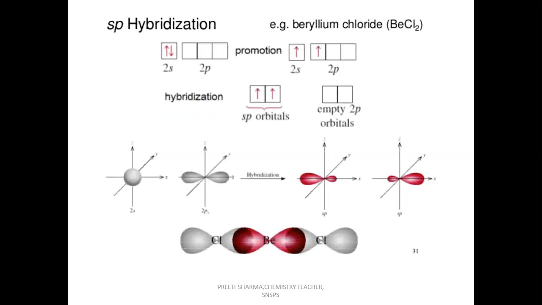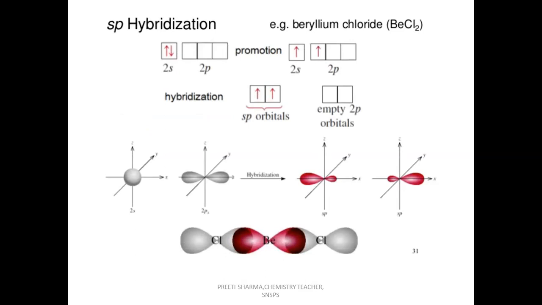What are the shapes? See here, suppose we take one example of BeCl2. First of all, write down the atomic number of beryllium. Here the atomic number of beryllium is 4 and the configuration is 1s2, 2s2. I just took the last configuration. One condition is there: hybridization is possible only when there is a half-filled configuration.